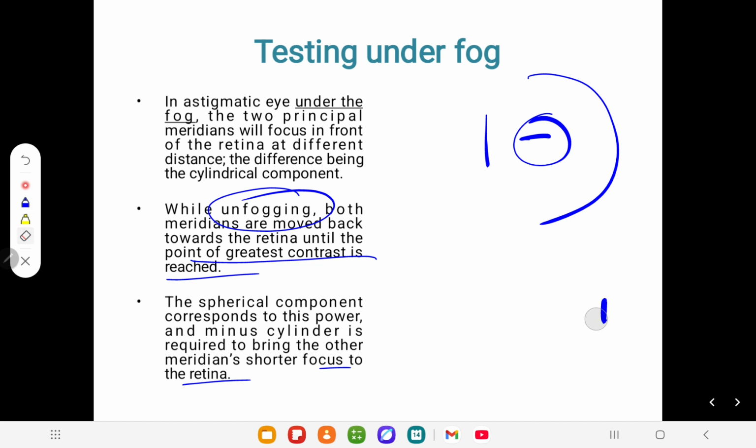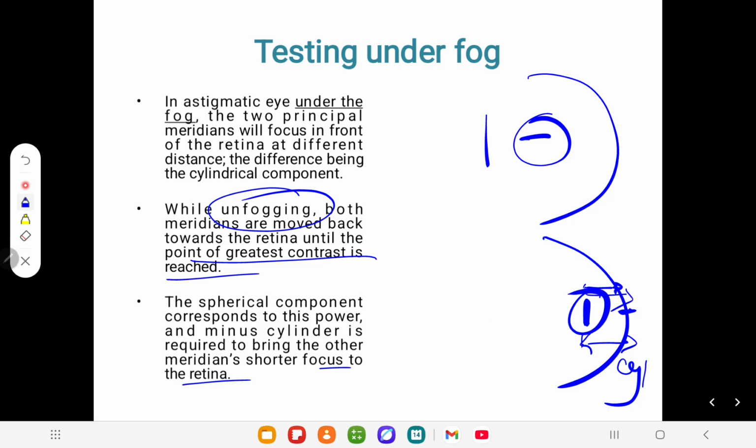Now just think about it. If one meridian is here and another meridian is there, isn't the difference between these two meridians the cylinder? That's the concept, isn't it? Now you have to move this meridian to the retina. Then what to do? This meridian, isn't it myopic? It's in front of the retina, which is myopic. Then isn't it the minus cylinder that is needed to push this meridian to the retina?